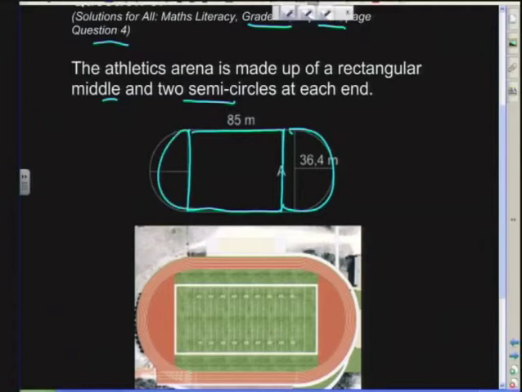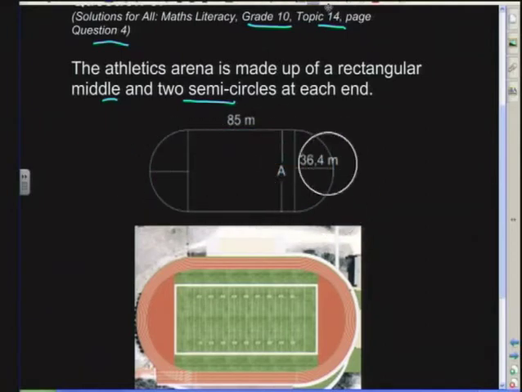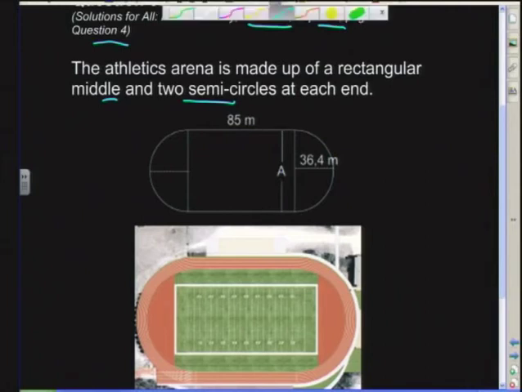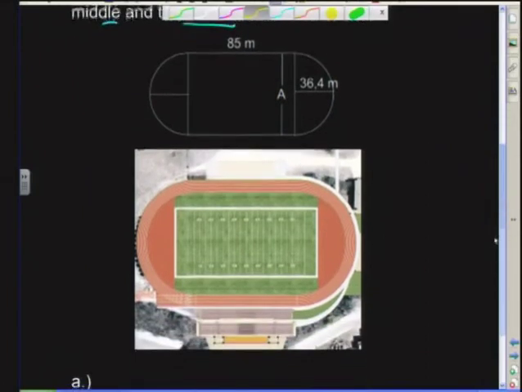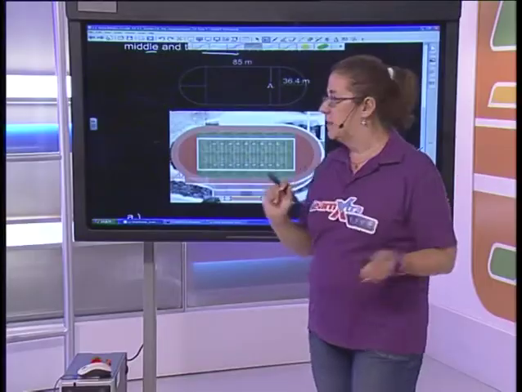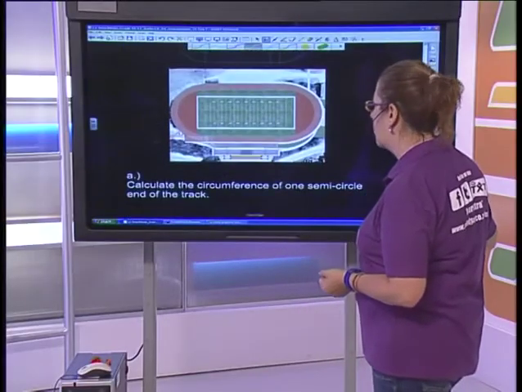So let's delete this so we can actually see the numbers that we've got here. But it's important to understand. And then they show you the picture of what it actually looks like. So that's great. Now let's see what kind of questions they ask.